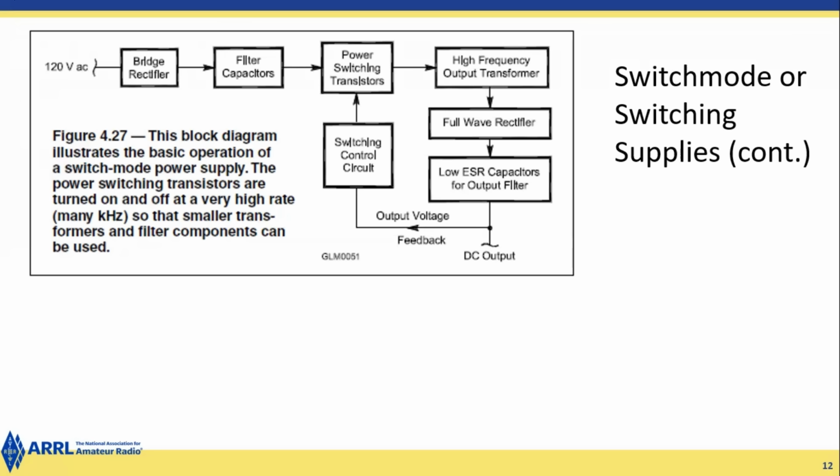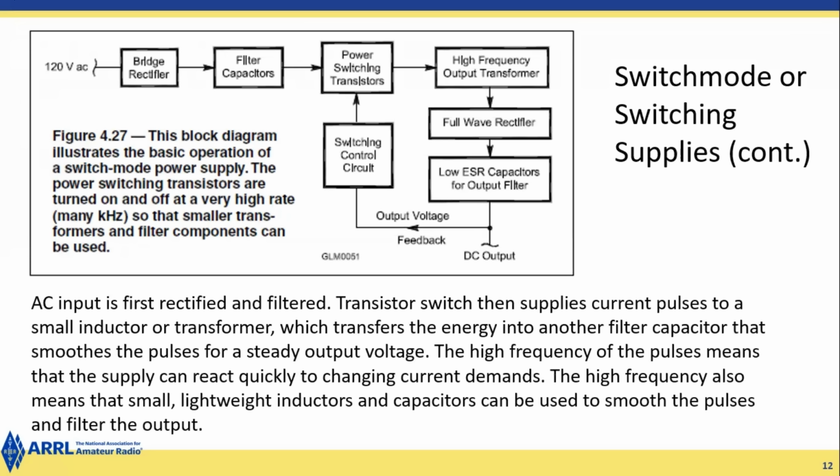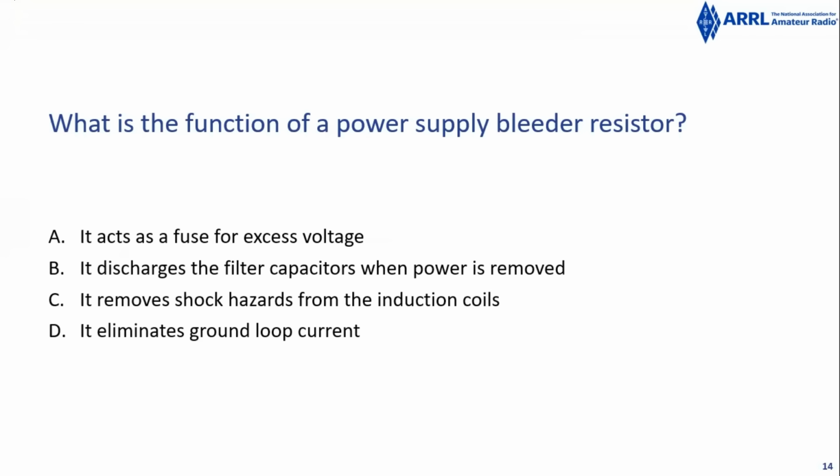Here's a block diagram of a switching power supply. AC is first input to the rectifier. The AC input is first rectified and filtered. The transistor switch then supplies current pulses to a small inductor or transformer, which transfers the energy into another filter capacitor that smooths the pulses for a steady output voltage. The high frequency of the pulses means that the supply can react quickly to changing current demands. The high frequency also means that small, lightweight inductors and capacitors can be used to smooth out the pulses and filter the output.